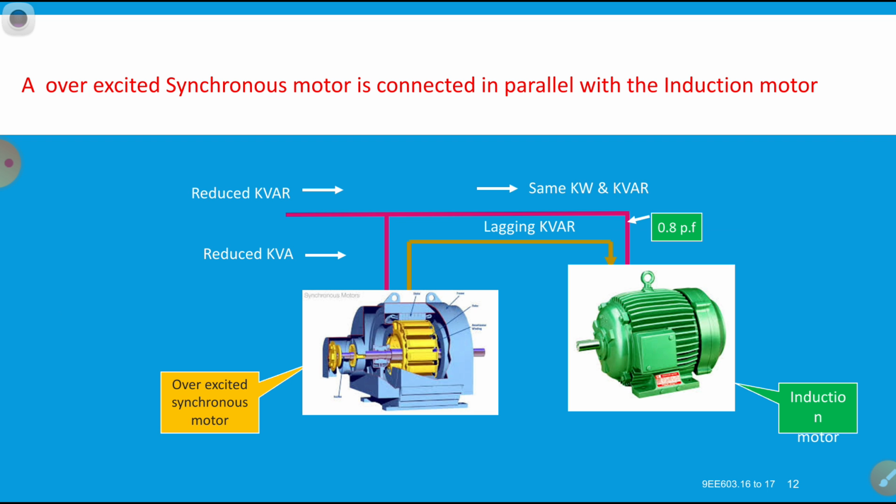Now, in the second case, what will happen? An overexcited synchronous motor is connected in parallel with the induction motor. So, a big motor is connected in our industry in addition to all the induction motors which are drawing a lagging power factor. Now, in this case, just like students, you observe it in our house, there is a UPS in your home.